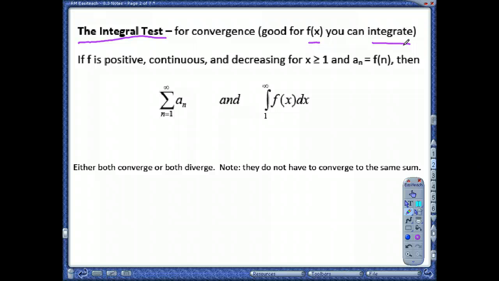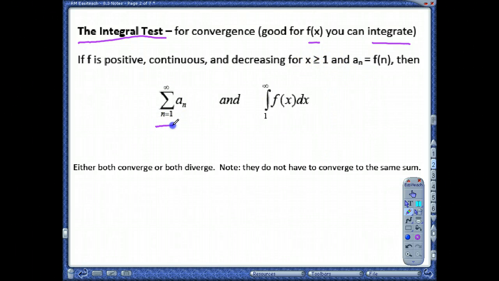Now, when you're thinking about the integral test, I want you to think about anything we have ever integrated. So that means we could use substitutions. We can do integration by parts. We can do trigonometric substitution, partial fractions, inverse trig functions. Everything is open for us. So when we're using that integral test, like I said, you're going to use that for a function you can integrate. It needs to be positive, continuous, and decreasing for x greater than or equal to 1.